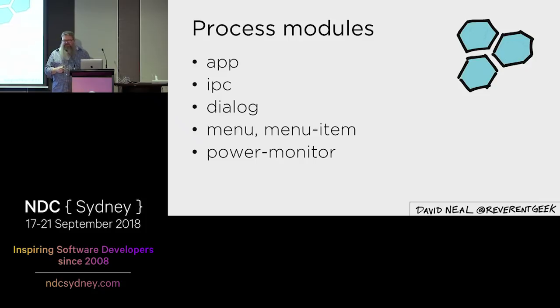There's a power monitor, which not only allows you to know if the current operating system is running on battery or on AC, you can also have events for whether the laptop is being shut down or going into hibernate mode, and you can take action based on those events. Also, you can prevent events like the screensaver kicking in.